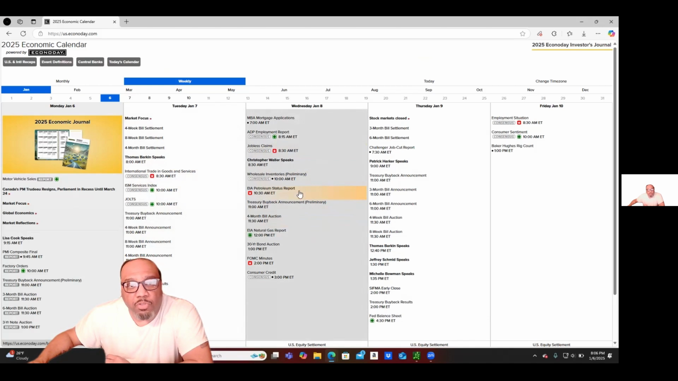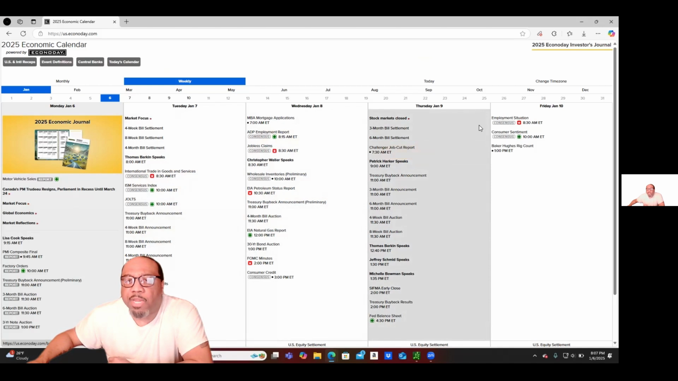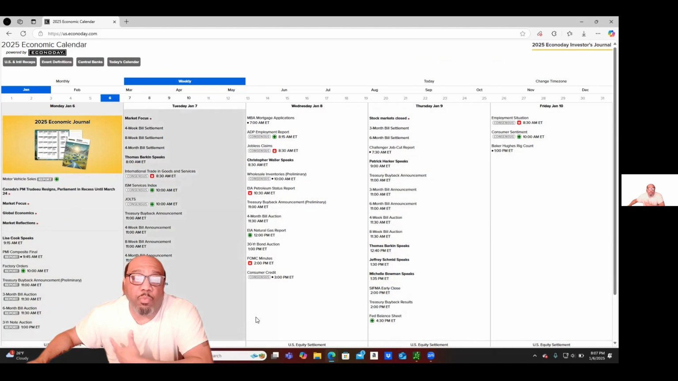We have inventory, which is the gas and natural gas, right? I think that's the inventory for that. ADP is another one that we got on Wednesday. Friday we have the employment situation report. We have consumer sentiment on Friday. So this website, Eco Day, gives me all of the reports for the week, right? And this is very important as a trader.